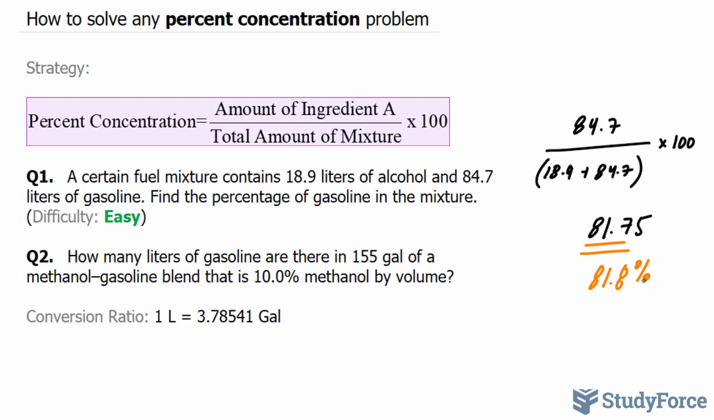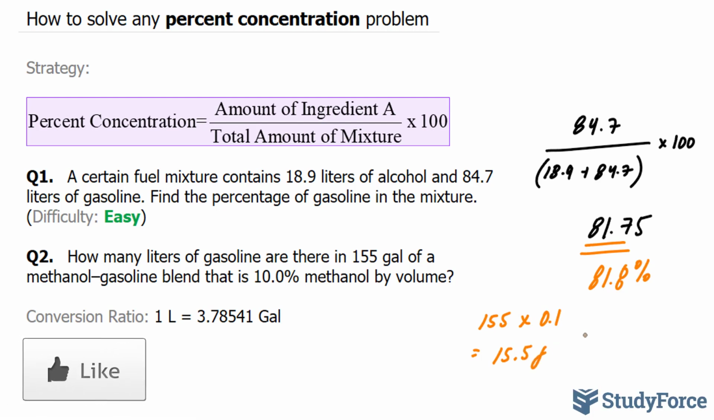In question 2, they ask, how many liters of gasoline are there in 155 gallons of a methanol gasoline blend that is 10% methanol by volume? So here we have a mixture that is 155 gallons and 10% of it is methanol. So to find out how much methanol there is, I will take 155 and multiply it by 0.10. If I multiply 155 by 0.10, I should end up with 15.5 gallons. So there are 15.5 gallons of methanol and the rest is gasoline.